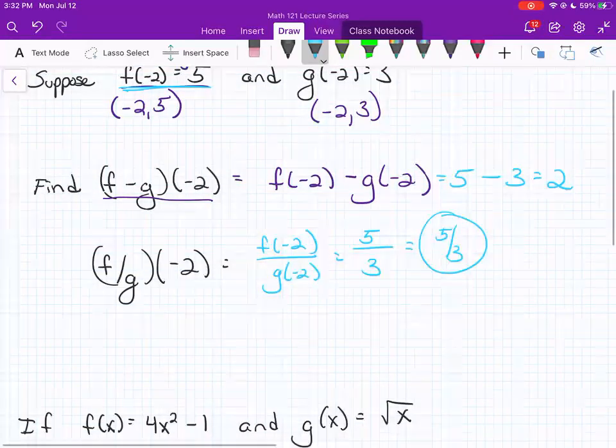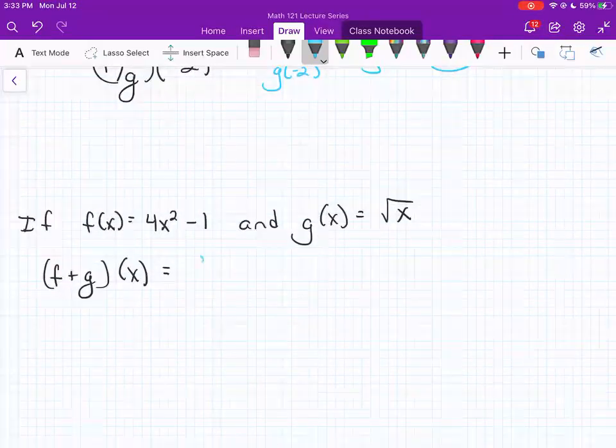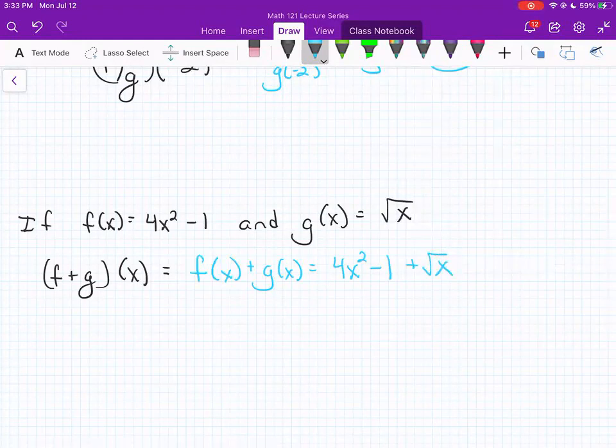It can get a little more complicated if we're dealing with functions where we aren't given numerical values. So let's look at an addition example where we're told that f of x is equal to 4x squared minus 1 and g of x is equal to the square root of x. Notice our terminology is the same. This is the same as f of x plus g of x, which gives us 4x squared minus 1 plus the square root of x. Here's where we check for like terms, and if we did have any, we would combine them.